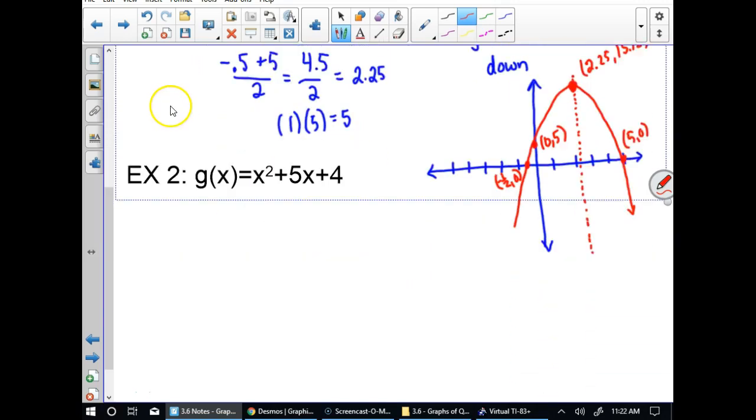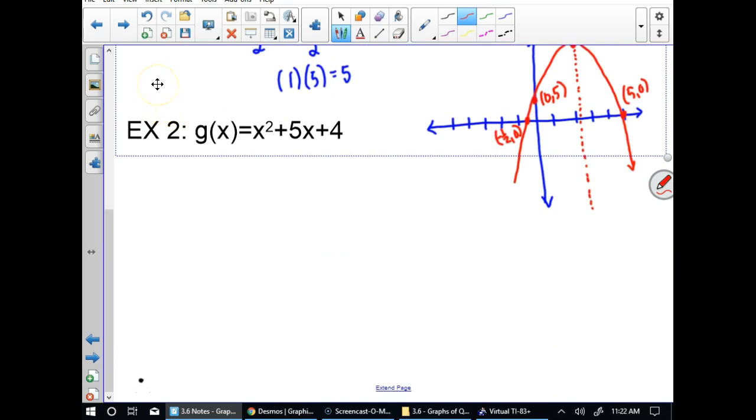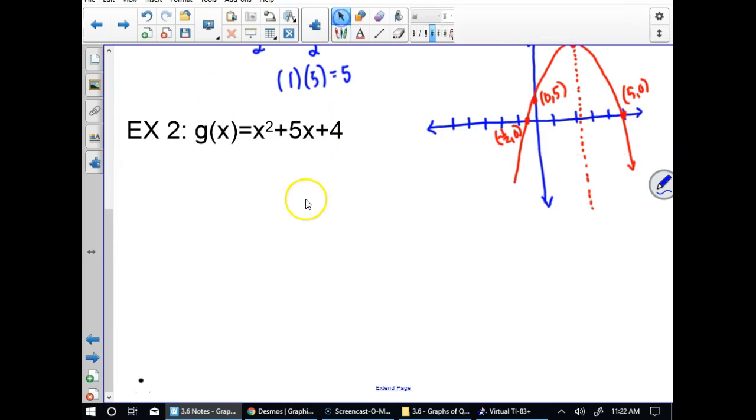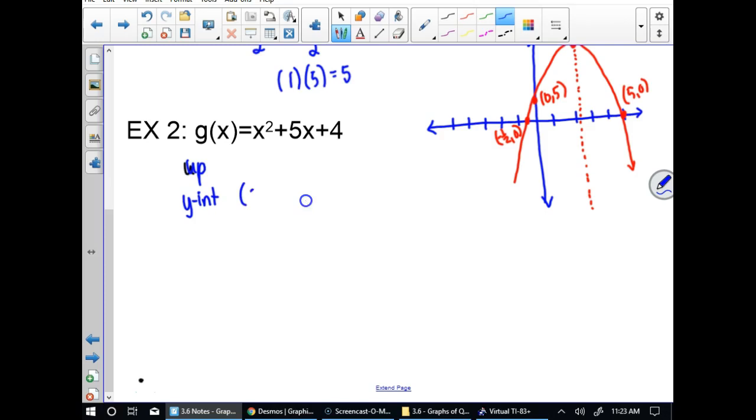Okay, and then we're going to do this last one. Now this one, I always like to do what is easiest first. It is pretty easy to tell which way this opens. Let's see, Tracy, does this open up or down? Up. And the y-intercept is also pretty easy on this one. Tyler, what do you get for your y-intercept? 4. So 0, 4.